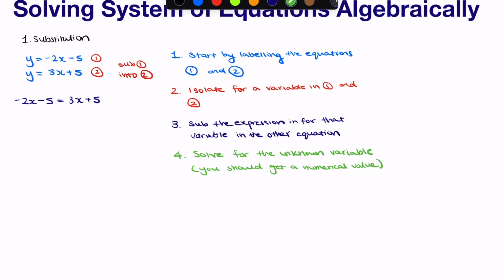Okay, so we're solving algebraically. We move everything that is x to one side, so we'll subtract 3x from both sides. The constants all go to the other side, so we'll add 5 to both sides. Here we would have negative 5x is equal to 10. Divide by negative 5 on both sides. x is equal to negative 2.